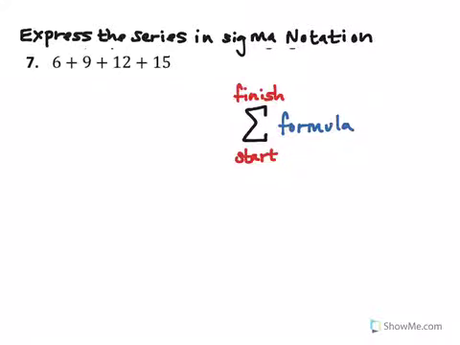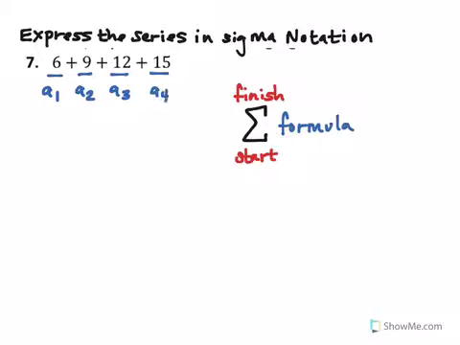So in this problem, we want to take this series and express the series in sigma notation. So here we have a series 6 plus 9 plus 12 plus 15. We see it's a finite series with only 4 numbers, and we can label this a sub 1 as the first term, a sub 2, a sub 3, and the series only goes to a sub 4.